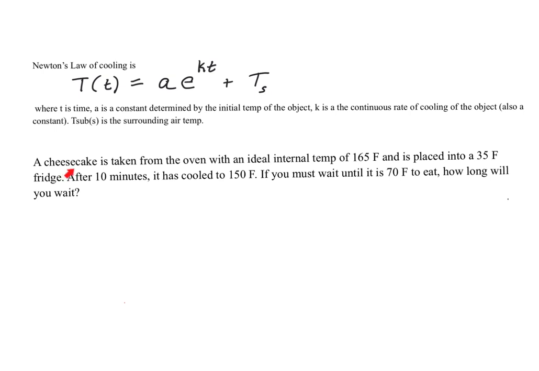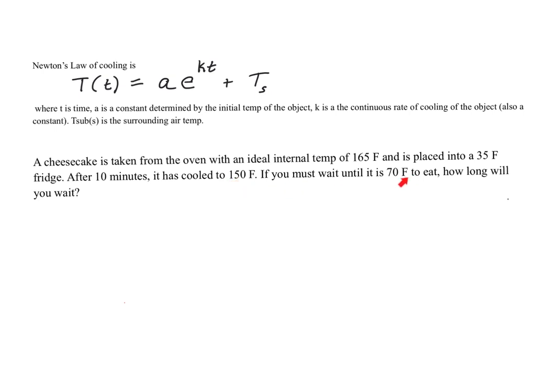So my example here is we have a cheesecake taken from an oven at an ideal internal temp of 165 Fahrenheit. For all of my cookers out there, that is accurate. And it's placed in a 35-degree refrigerator, which is a bit cooler than most, but this would be the outside temperature, or the temperature that the cheesecake is being exposed to. After 10 minutes, we record that the internal temperature is now 150 degrees.